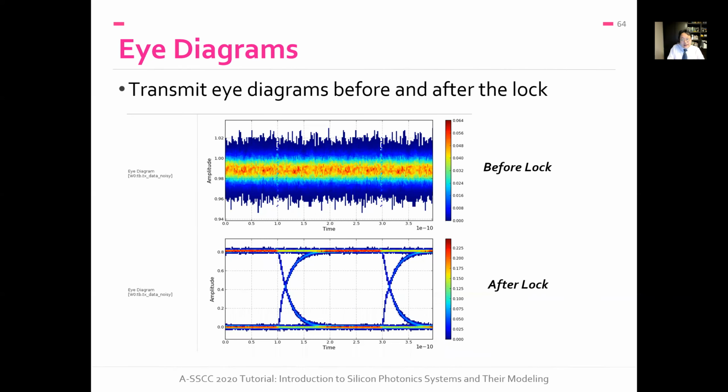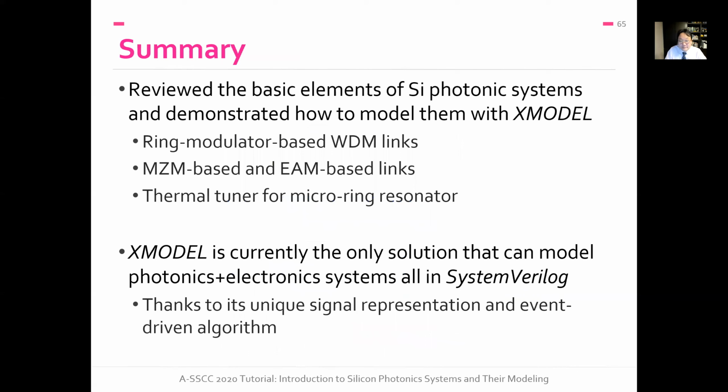And this is the eye diagram before and after the calibration. Before, when the temperature is off, the resonance is not at the right place, and you basically have no separation at all. You cannot distinguish between 1 and 0. But after the calibration, now you have a good separation and a clean eye in the middle. All right, so that's it.